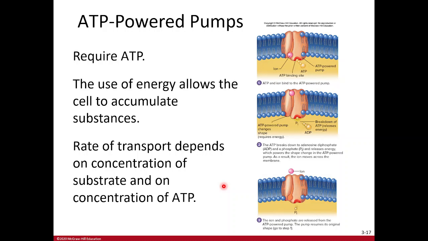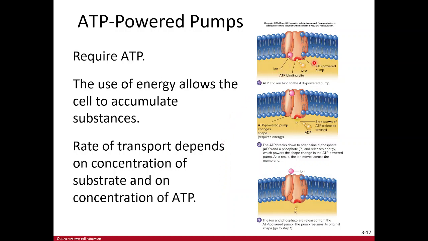For ATP power pumps, they require ATP, and they use the energy to allow the cells to accumulate substances. The rate of the transport depends on how many molecules you have available to transport and how much ATP. So if you don't have many molecules to transport, you don't transport as many. And if you don't have ATP, the energy, you don't transport these molecules.